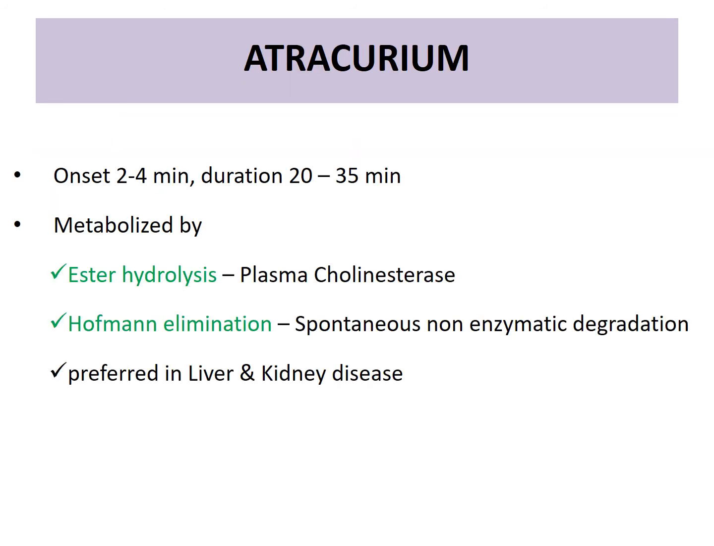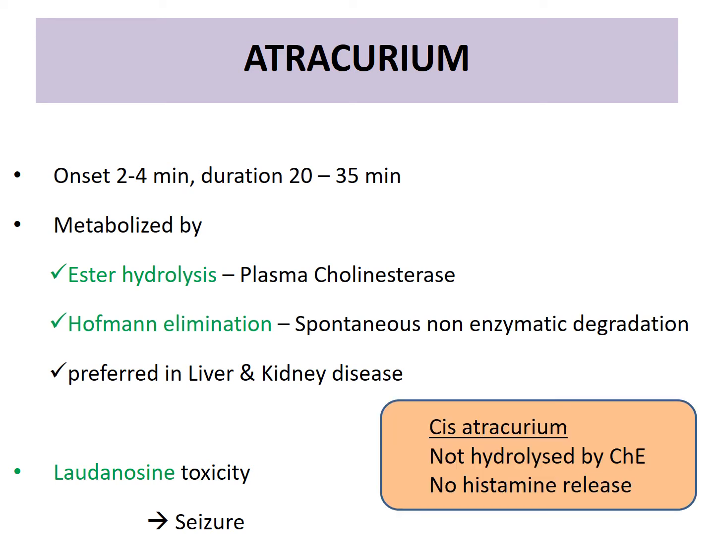Next agent is ATRACURIUM. It has an onset of action of 2 to 4 minutes, and duration is 20 to 35 minutes. And ATRACURIUM has a very significant elimination technique, known as Hoffman elimination. It's a spontaneous non-enzymatic degradation. So this is the preferred agent even in liver and kidney failure conditions. That means this is metabolized mainly by Hoffman elimination, a spontaneous non-enzymatic degradation, and a few other mechanisms like ester hydrolysis are possible, but the major route of elimination is Hoffman elimination. And this Hoffman elimination produces another metabolite known as laudanosine. Sometimes this laudanosine accumulates and leads to seizure.